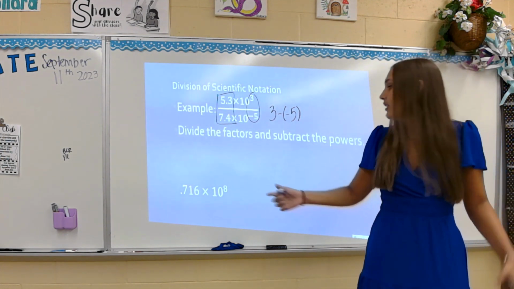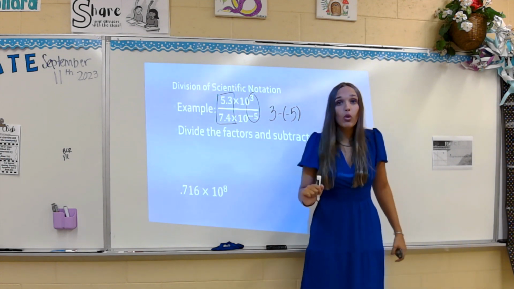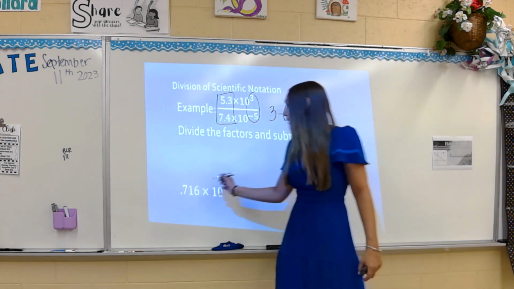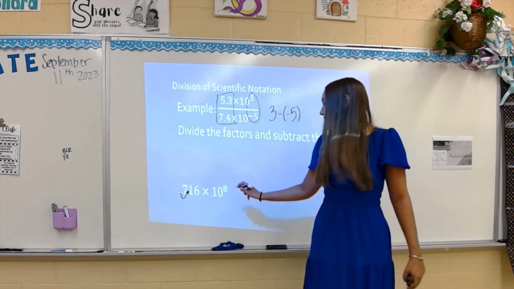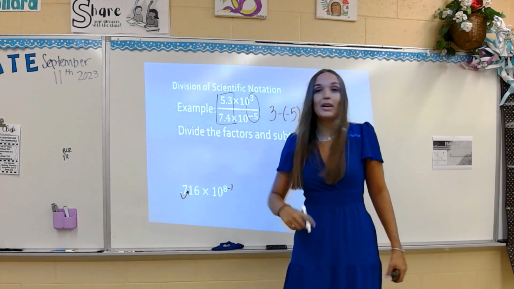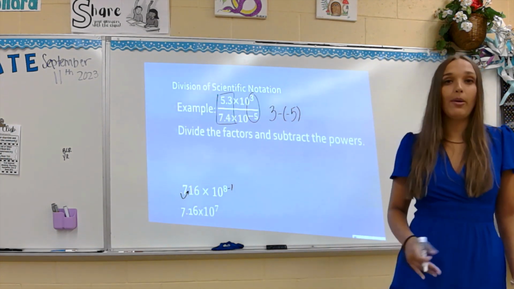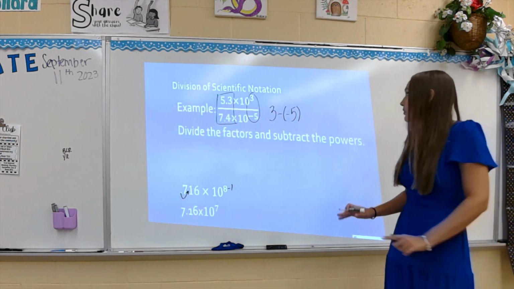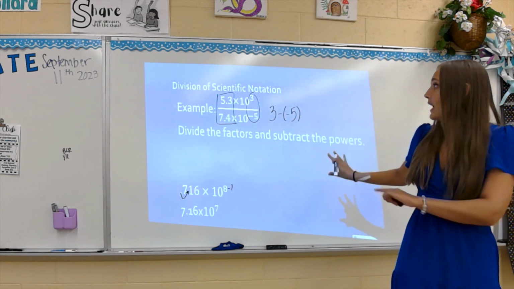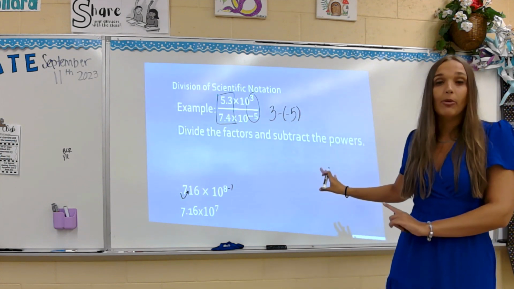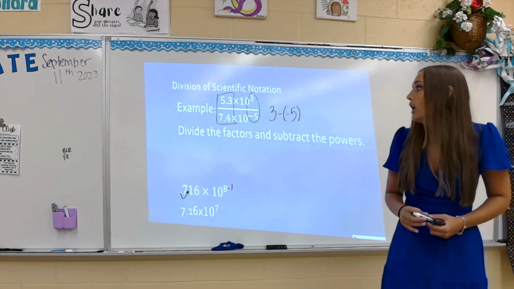But once again, that's not in proper scientific notation. That factor is less than 1, so I have to move this over. When I move it over to the right, I am subtracting 1 from the exponent. So now my final answer is going to be 7.16 times 10 to the 7th power. Everything's in proper scientific notation. I double-checked my work to make sure I'm right. So that is how we accomplish a division problem: dividing the factors, subtracting those exponents.